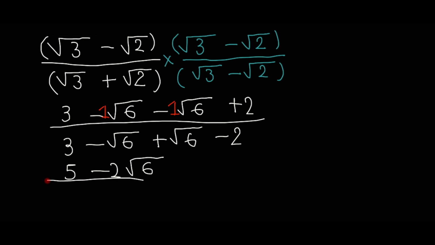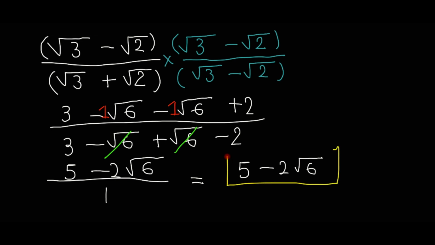And then ka mo fase o ka kgona bona gore this one and this one di a cancel, and then ka mo fase again re na le 3 minus 2, and then 3 minus 2 ke 1, so e rela gore final answer ya rena is 5 minus 2 root 6 because any number divided by 1 is just that number, so this is our final answer.